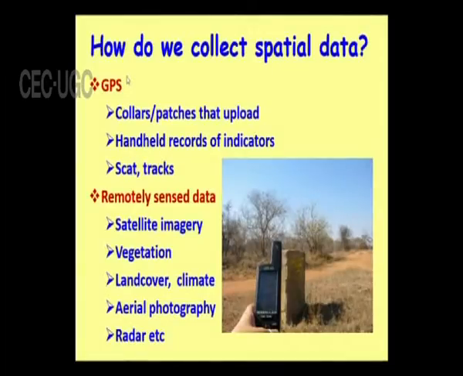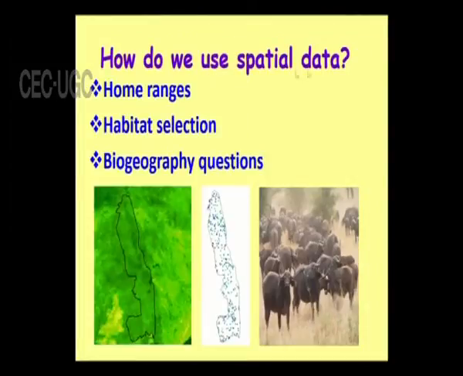See, look at the diagram. We are collecting spatial data from various means, and now we have to use remote sensing, and see how we are using the spatial data. First we have to find the home range and the habitat selection and the biogeography questions. First we have to find what is the home range of these animals, because these animals are wandering here and there, and we have to fix where they are habiting. So, that is a major question.